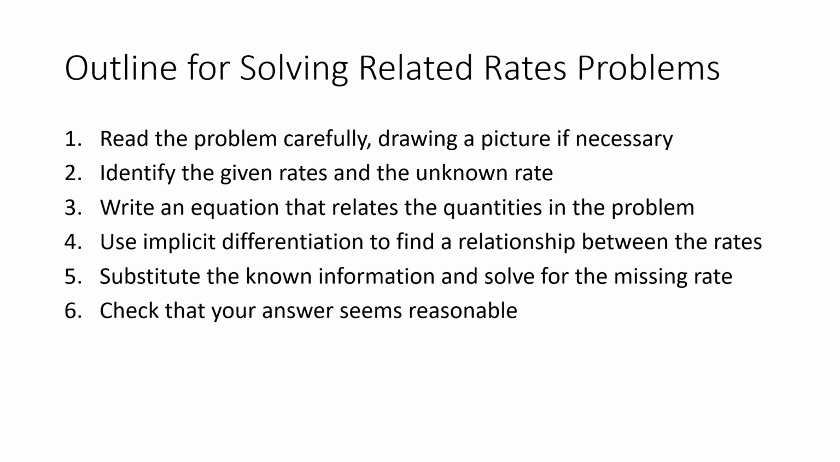We could have drawn a picture of a circle in the previous problem. We want to identify the given rates and the unknown rate. We did that. We knew that we were looking for dA/dt, but they gave us dr/dt. Then we want to write an equation that relates the quantities in the problem. In the previous problem, that equation was the formula for the area of a circle, so that's where our equation came from.